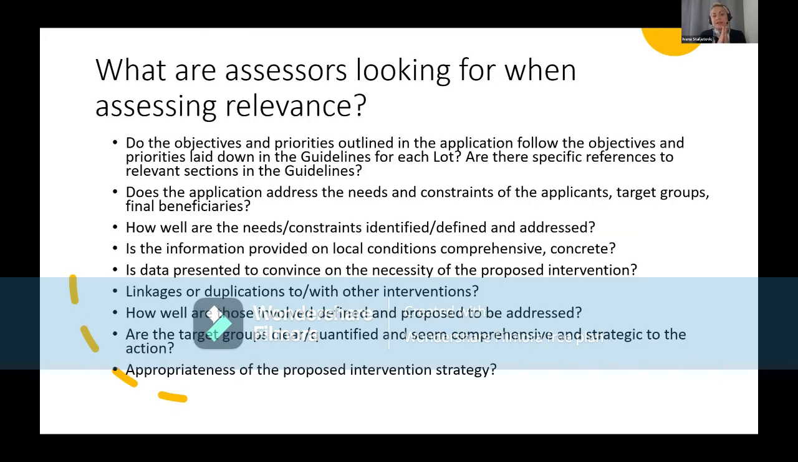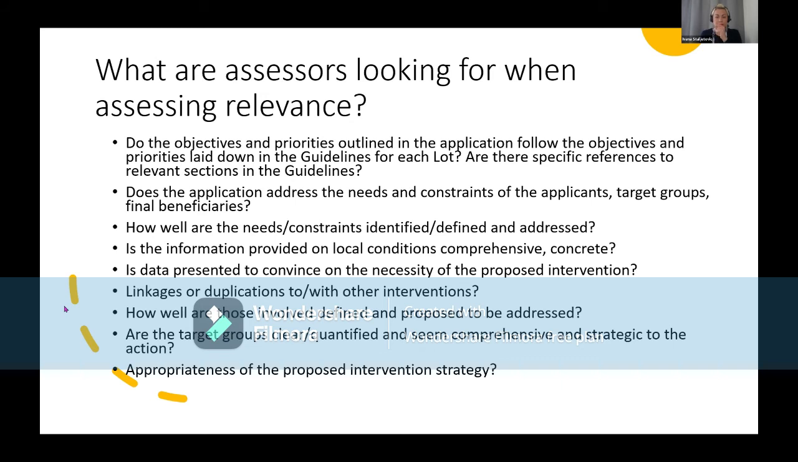Okay, what are assessors looking for when assessing the relevance of your action? These are some additional questions to the ones that we already have in the assessment grid, but this is like additional support to you. These are questions that you can also ask yourself when you are preparing this part, the relevance of the action. So the questions are, do the objectives and priorities outlined in the application follow the objectives and priorities laid down in the guidelines for each lot?